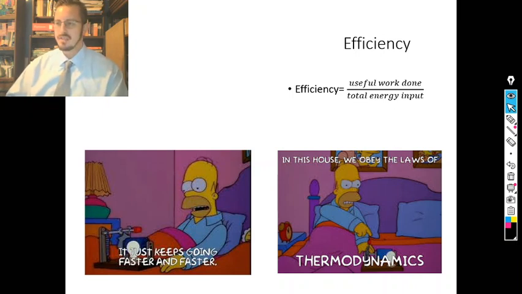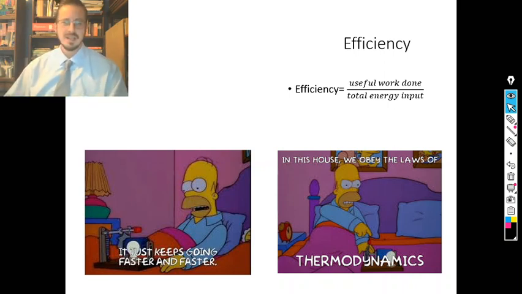Processes are never 100% efficient. And we certainly couldn't have anything where we got more useful work out of something than the energy that we put in. That would violate a fundamental law of thermodynamics, the idea that energy is neither created nor destroyed. We would be creating energy out of nowhere if we got more energy out than we put in.